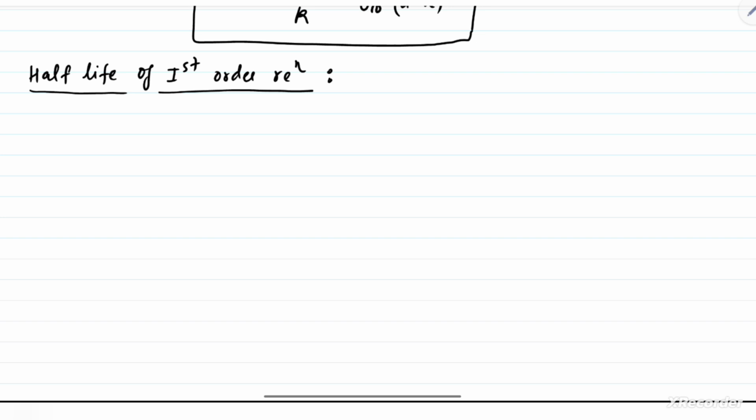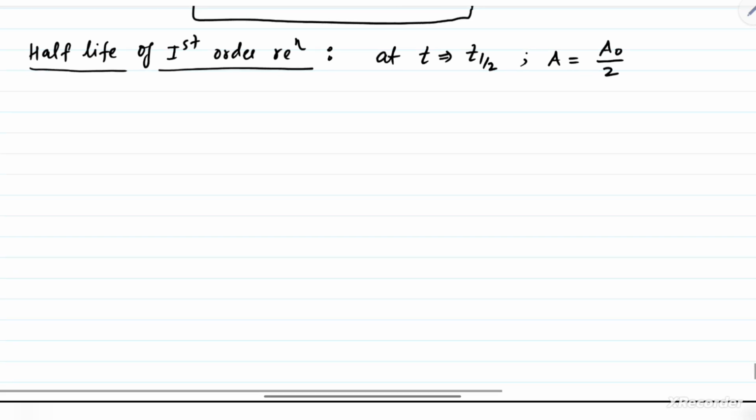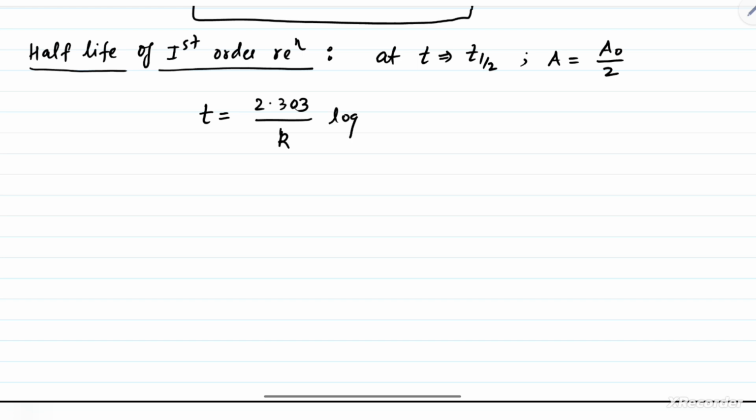Okay, so at t equals t half, which means when time becomes half of the initial one, the remaining concentration is half of the initial one. This is a common phenomenon in every process. So write the integrated rate equation: t is equals to 2.303 by k log a naught, meaning initial, by remaining.